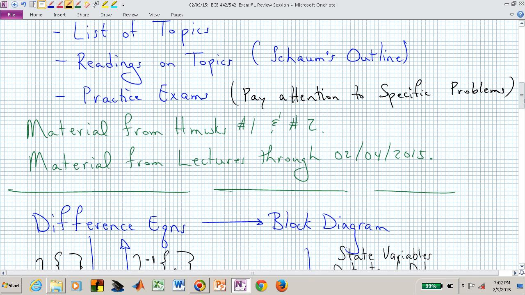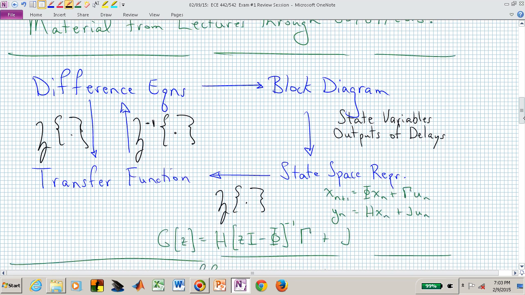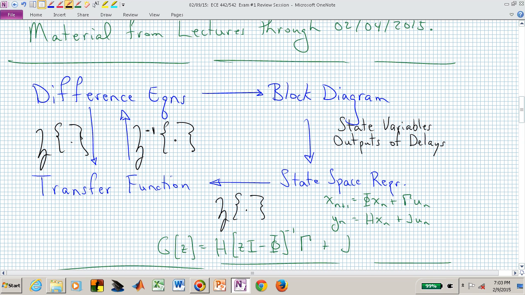The material for exam number 1 will be on homeworks number 1 and 2, and all of the material up through last Wednesday's lecture. I hope that's the 4th of February. The previous lecture that we just had tonight, we won't be talking about region of convergence and boundedness, but you do need to do Z-transforms on the exam. Here are some ideas and concepts that I will scroll through, and then we'll start working some problems, I hope.